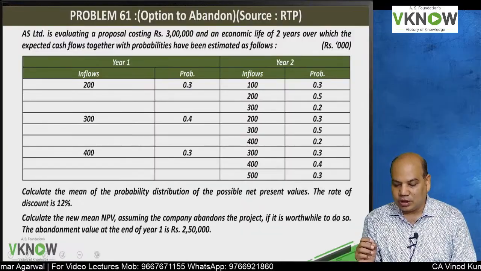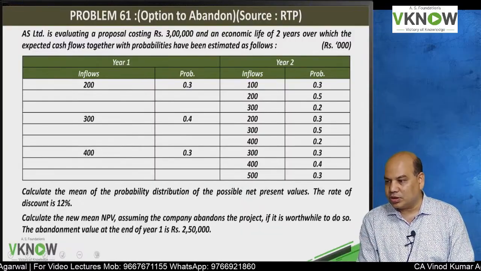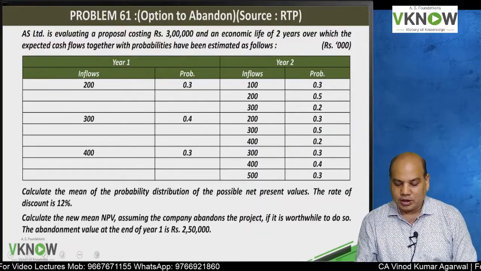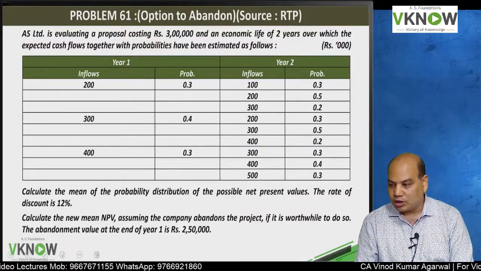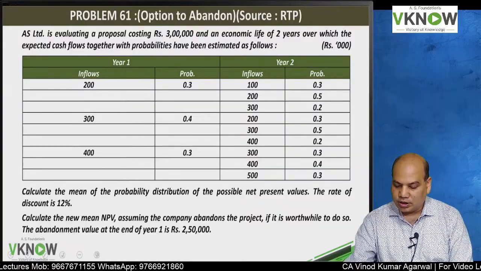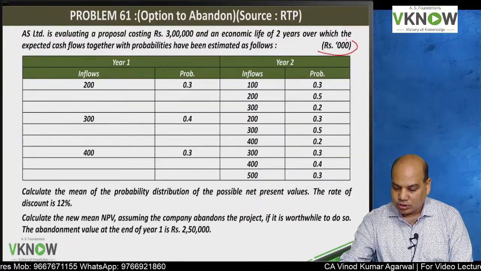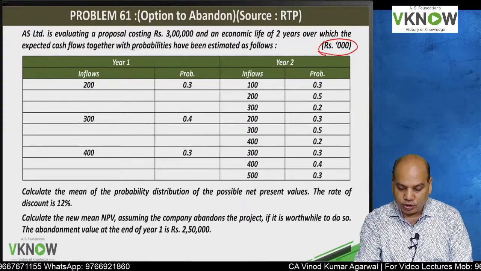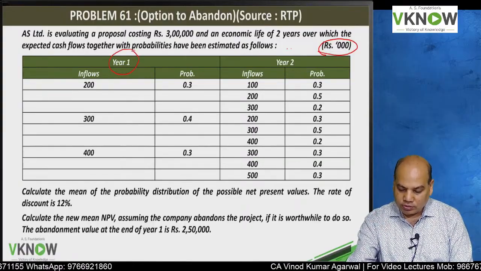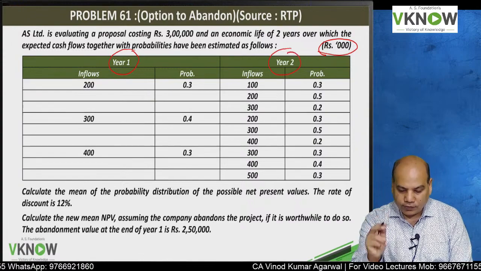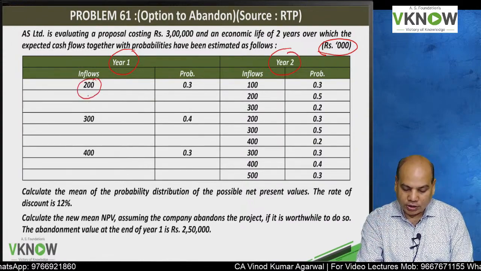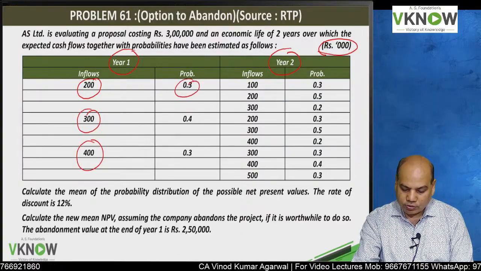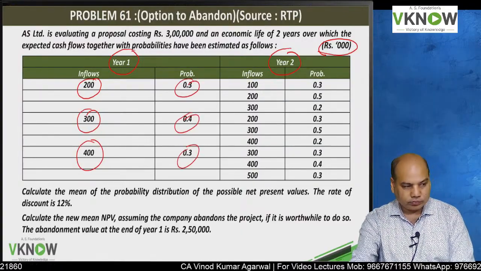AS Limited is evaluating a proposal costing rupees 3 lakh and an economic life of 2 years, over which expected cash flow together with probabilities have been estimated as follows. These are rupees in 1000. This project has a life of 2 years. Year 1, year 2. In the first year, either you will get 200 or 300 or 400 with these probabilities.